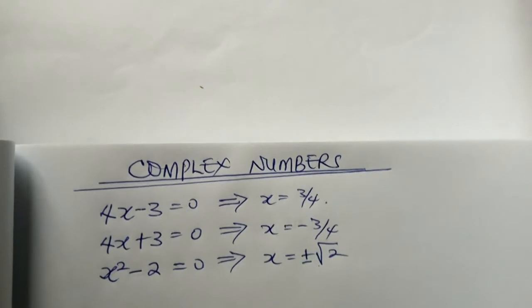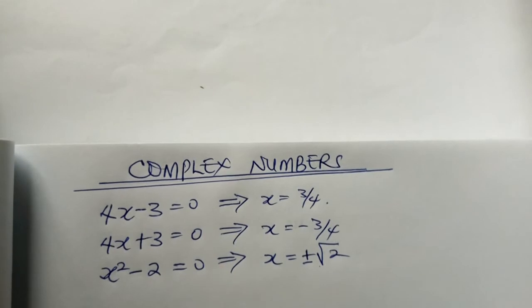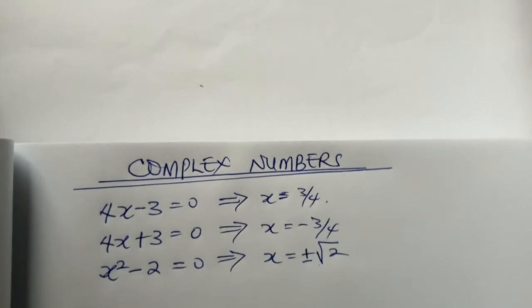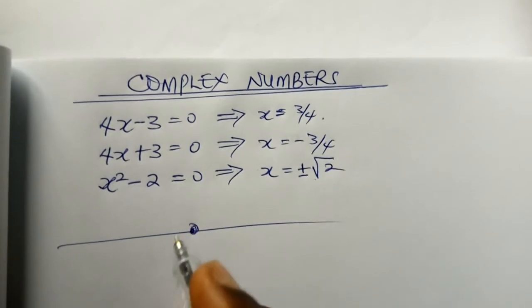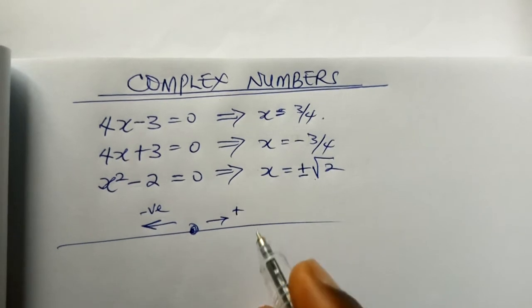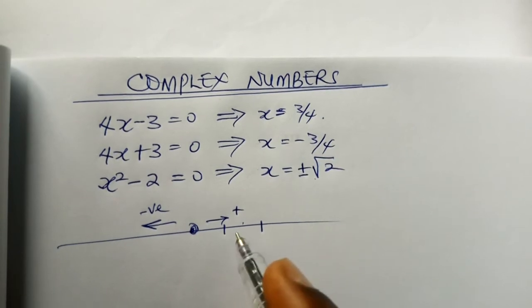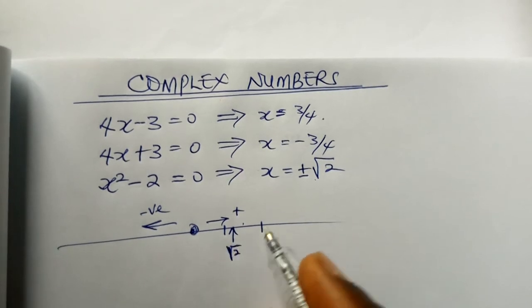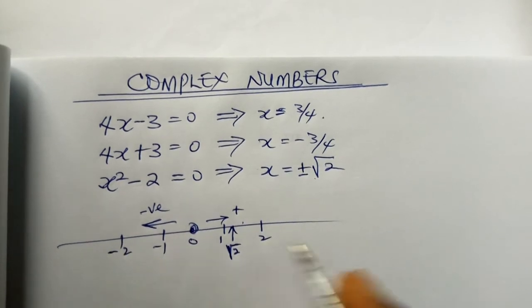So these types of solution constitute the real numbers. They are found in the real numbers, so that if you have a number line 0, to this side is negative, to this side is positive, and among the positive you can have, let's say, 1, 2, you can have root 2, let's say 1.414, and minus 1, minus 2, and so forth and so on.